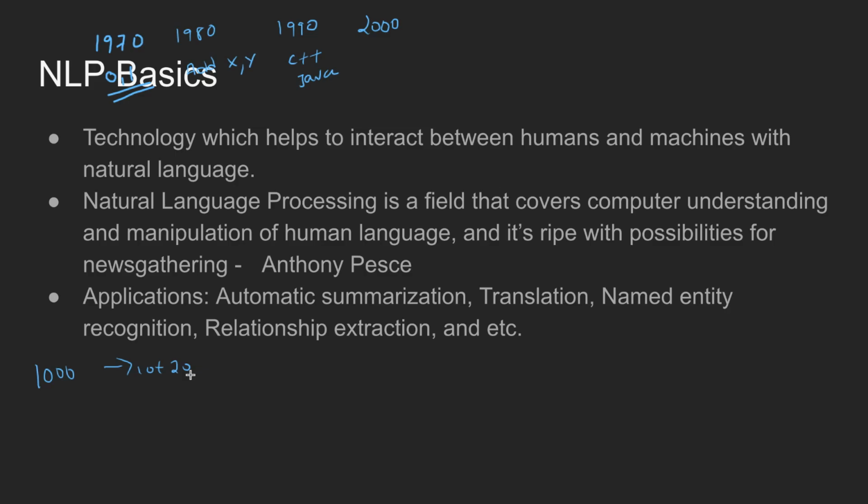And then comes relationship extraction. Relationship extraction means that if you want to extract a relationship between two entities, it would be very useful. So these are some common applications that are derived using natural language processing. We will dive deep into those applications in the upcoming videos. So please stay tuned to this series.